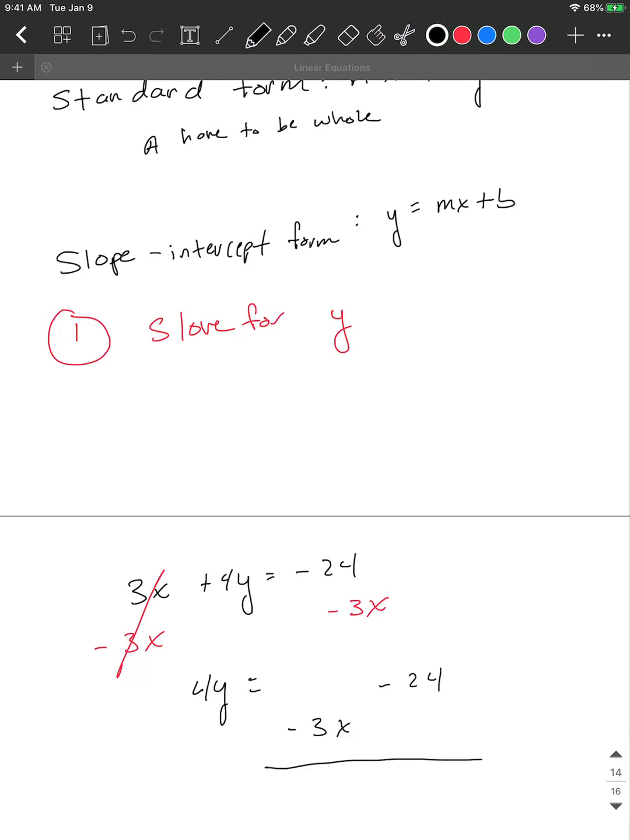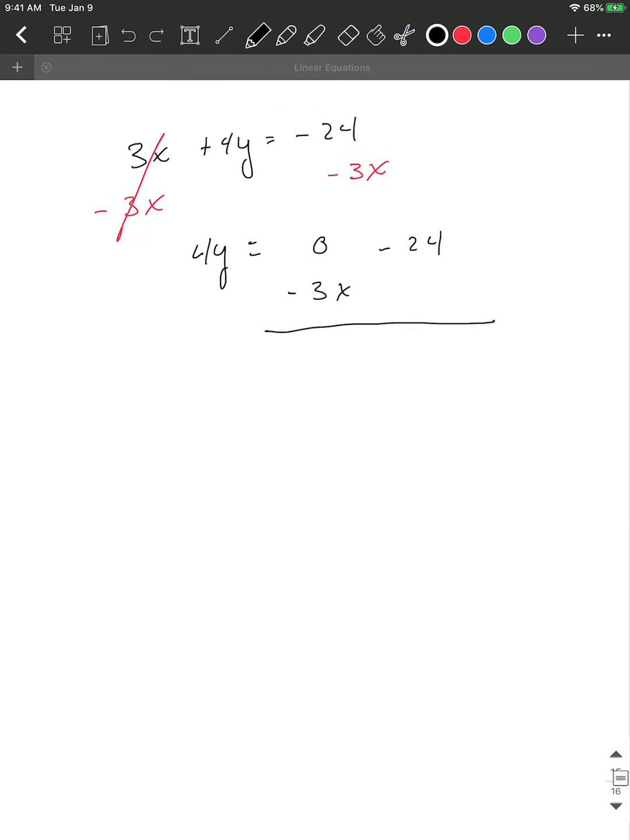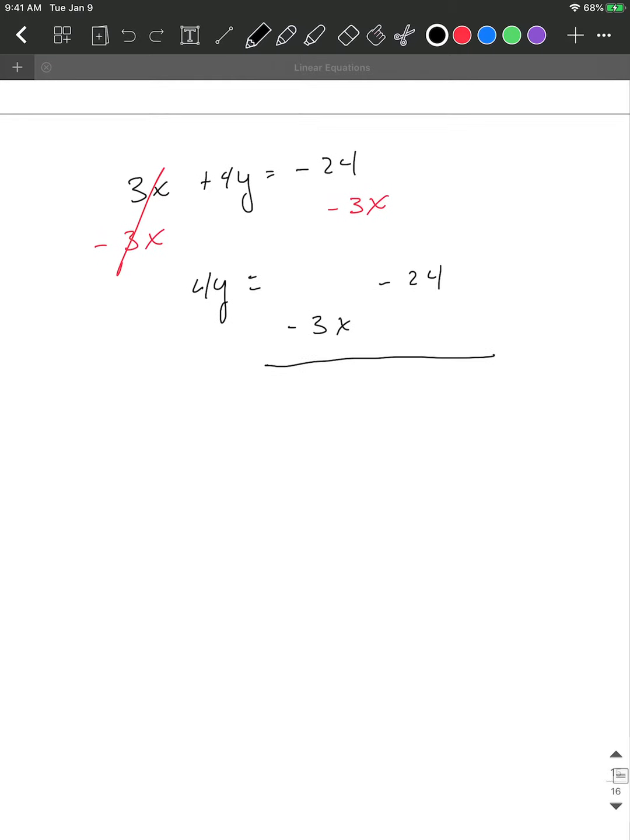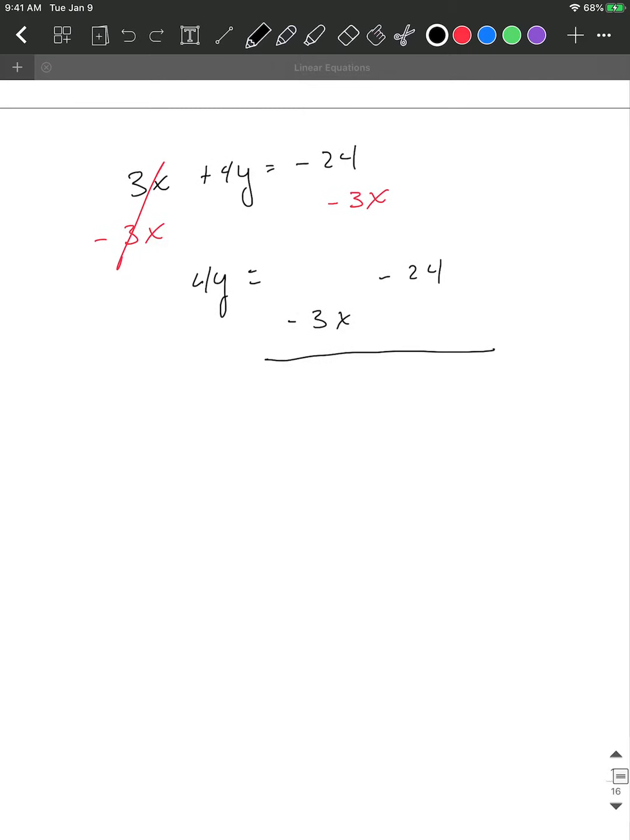Give yourself some space to operate. You can say 0x, and you can say 0. For the most part, so y'all don't get confused, I would give yourself some space. Rewrite it with the ability so that you can have something to work with. So now I'll write 4y is equal to negative 3x minus 24. From here, we're going to be dividing by 4. So we want to divide both of them by 4.